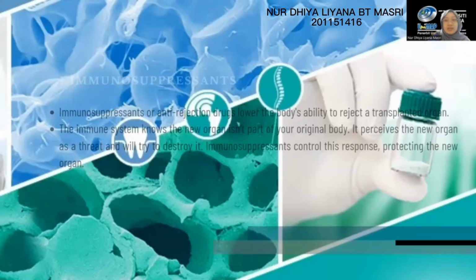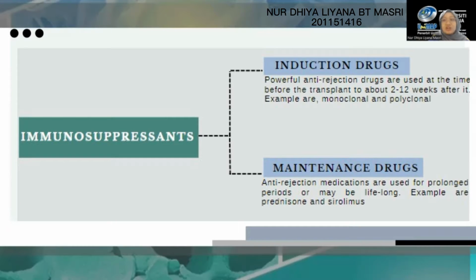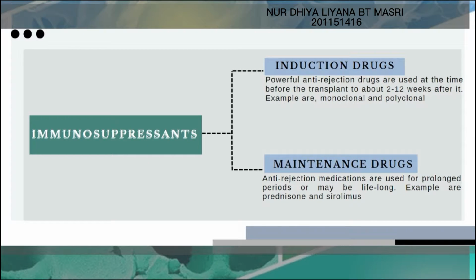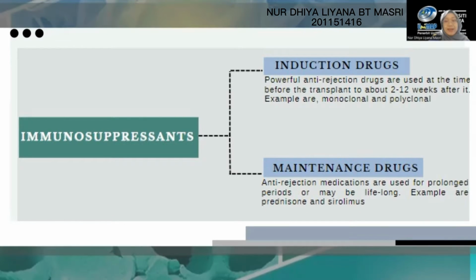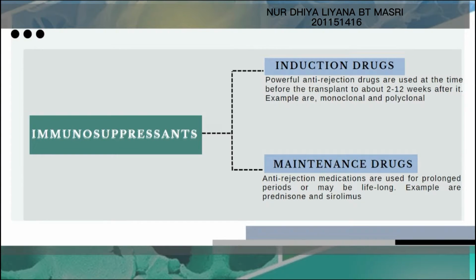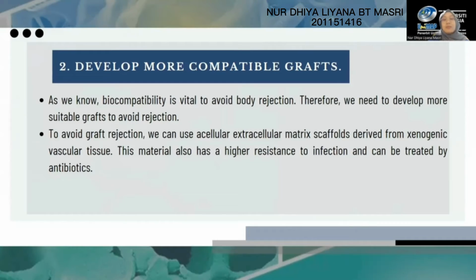There are two categories of this drug. First, induction drug, an anti-rejection drug that is used from the time before the transplant to about 2 to 12 weeks after it. Examples of induction drugs are monoclonal and polyclonal antibodies. Second, maintenance drug is an anti-rejection medication that is used for a prolonged period or may be lifelong. Examples of maintenance drugs are prednisone, a type of steroid, and also sirolimus, a type of mTOR inhibitor.